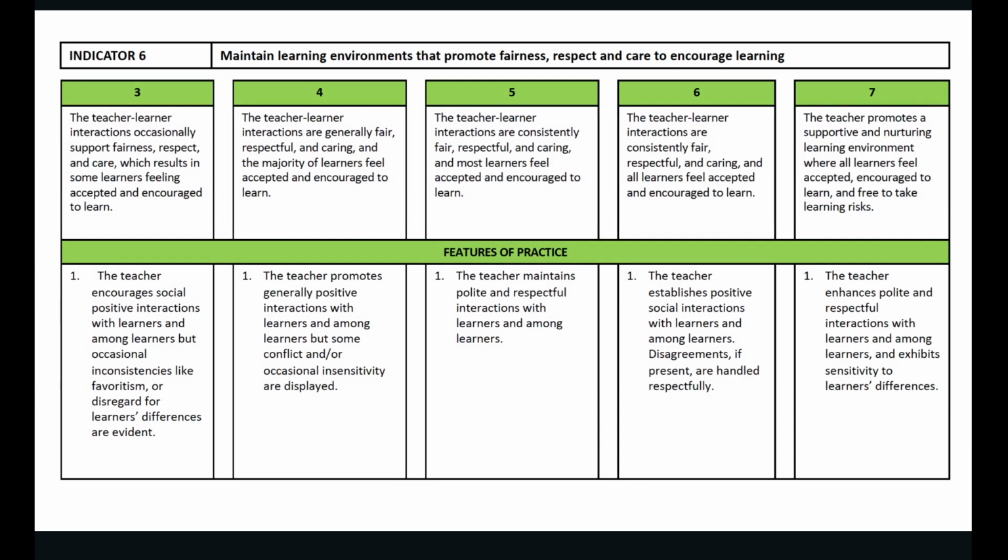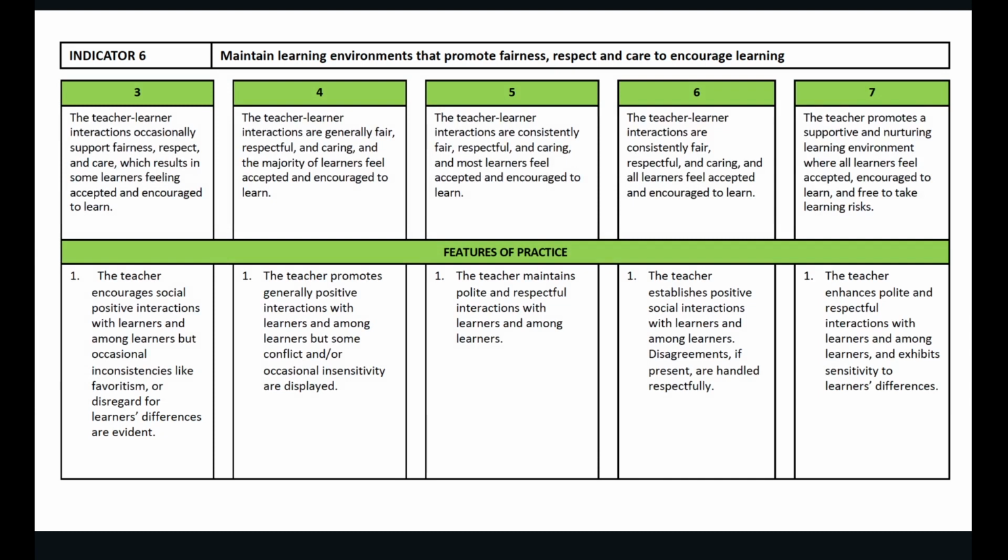In 6, the teacher-learner interactions are consistently fair, respectful, and caring, and all learners feel accepted and encouraged to learn. So in level 6, the interactions are already consistently fair and respectful. Again, let's look at the 2 dimensions. First is being fair, which is all about avoiding favoritism. Second, are you taking into consideration the differences of the learners? That is how caring is defined under the PPST. And all learners feel accepted and encouraged to learn.